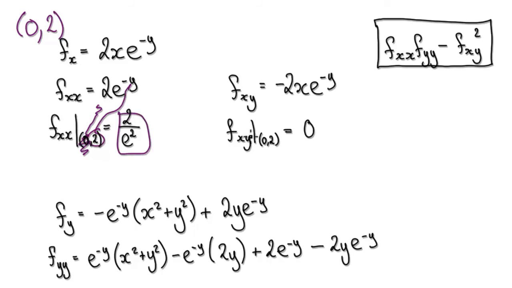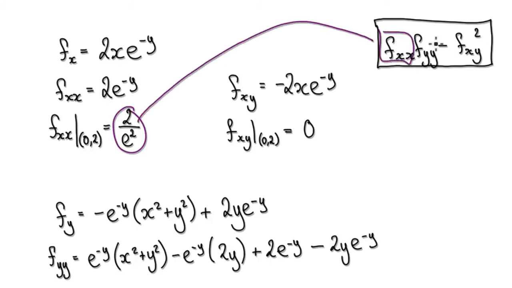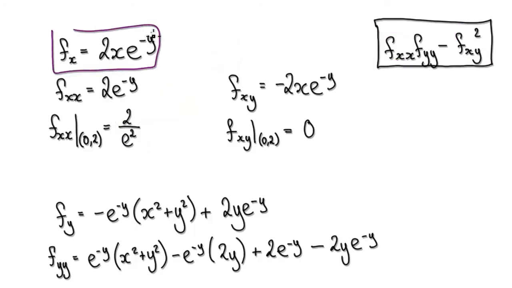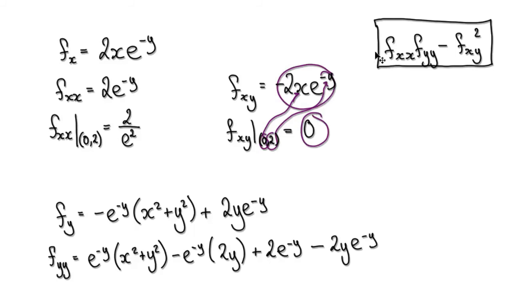So we can see that fxx, this value here, evaluated at (0, 2), is this value here. So now we need fxy. Looking at this, we've got to differentiate it with respect to y. Differentiating that with respect to y would give you this, and then evaluate it at (0, 2). If you put this into the x and this into the y, this whole thing here would be 0.